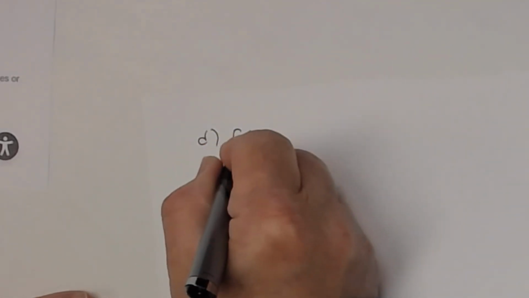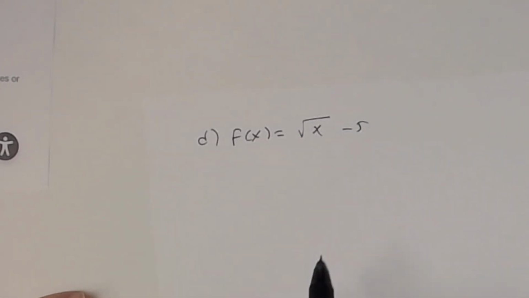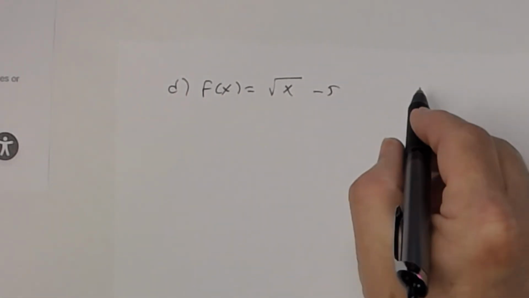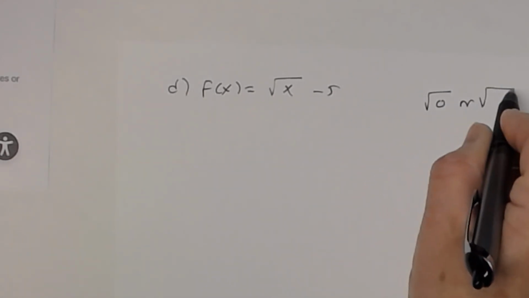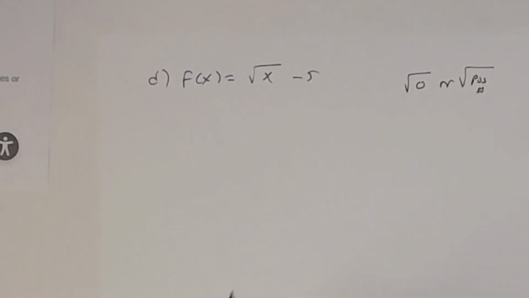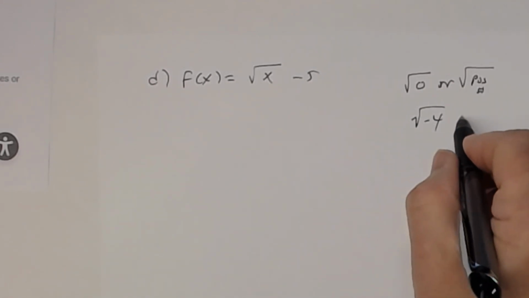So the last one is D. And when I look at D, we have f of x is equal to the square root of x minus 5. Now that's a square root function. Remember, if you think about your calculator, you can only take the square root of 0 or a positive number. You cannot take the square root of a negative number. So if you took your calculator and you tried taking the square root of a negative 4, that's not a real number.